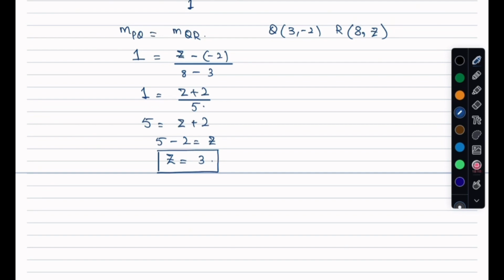So this is all about gradients. I hope the concept is clear, and you can solve the gradient equations very clearly now. The next topic will be the equation of a straight line.